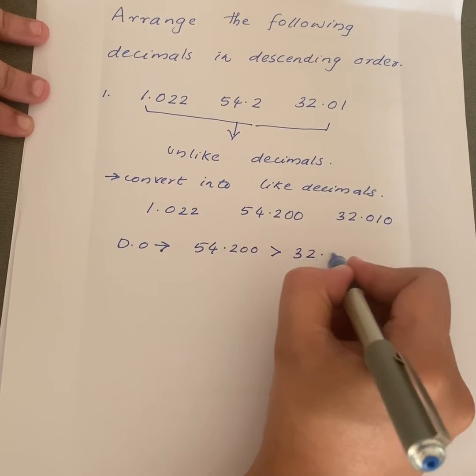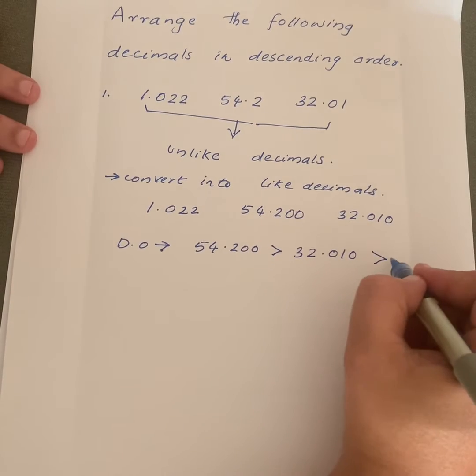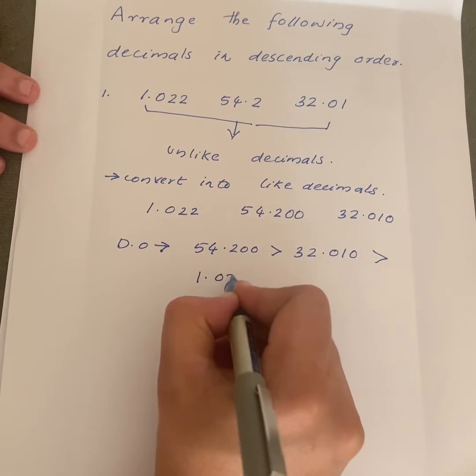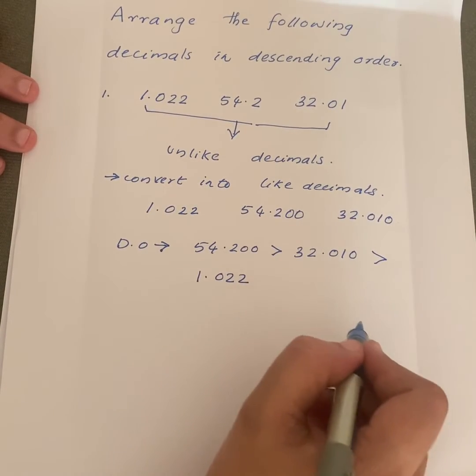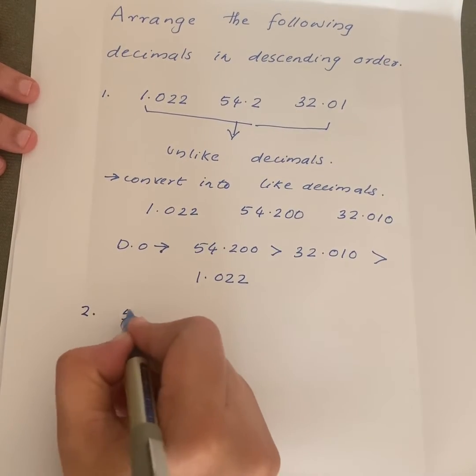So first we have to check the left of the decimal point. Here 54 is the biggest, so we have to write it first, then according to the largest numbers.